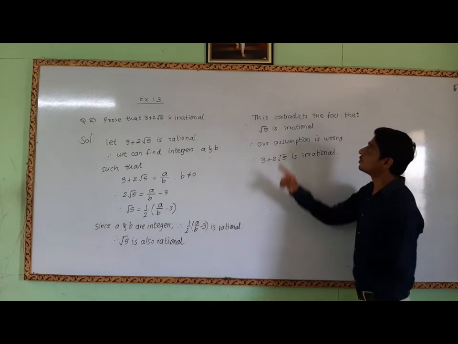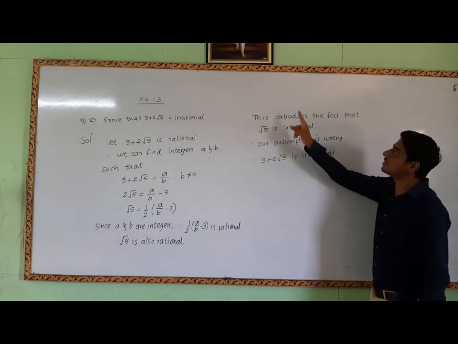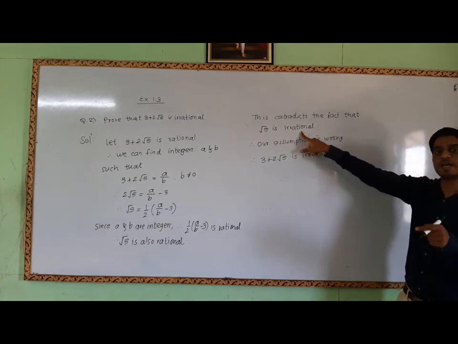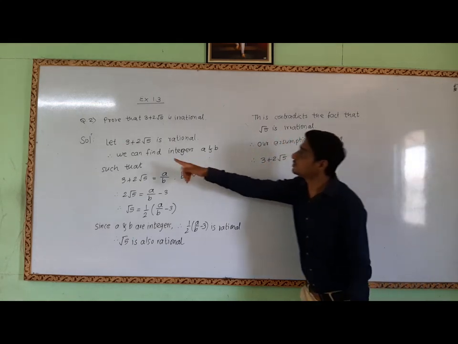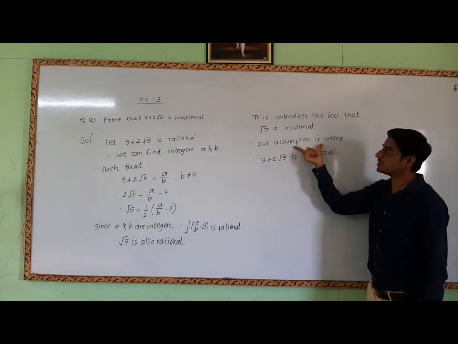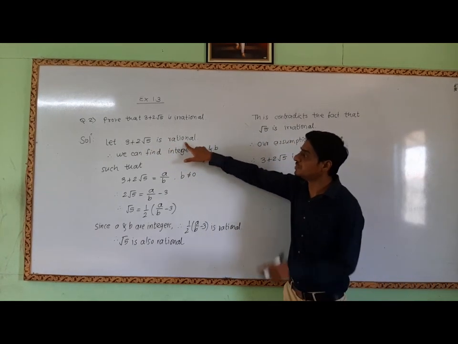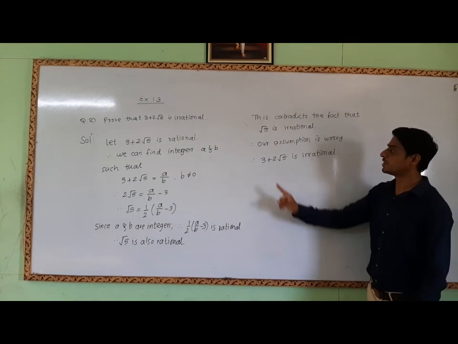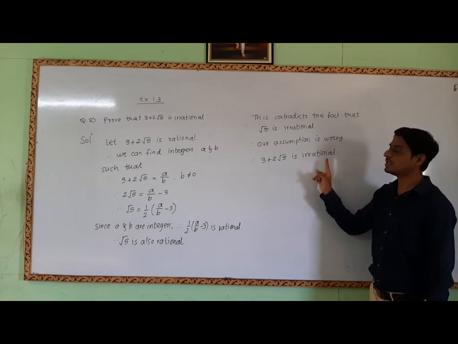But we know that root 5 is irrational. This contradicts the fact that root 5 is irrational. That means our assumption is wrong because we have assumed that 3 plus 2 root 5 is rational. So our assumption is wrong. That means this number should be irrational. So we have proved that 3 plus 2 root 5 is irrational.